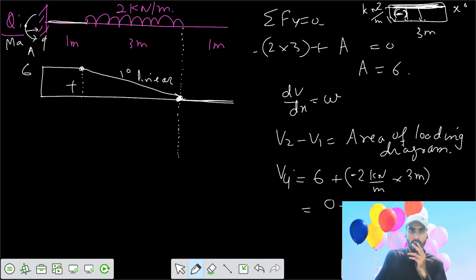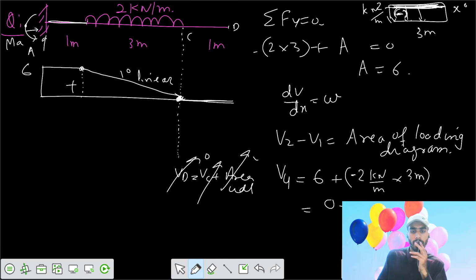Let's say this point is D. We want to calculate the shear force at D. We write that the shear force at D equals the shear force at this point C plus the area of the UDL, if there is any acting. This is 0, this is 0, that means VD is also 0.